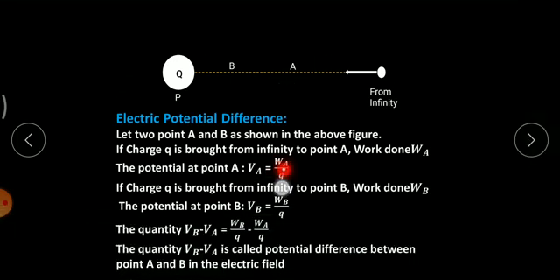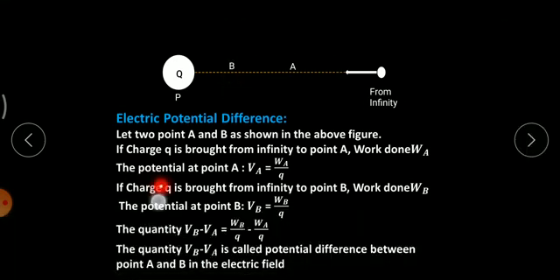Q stands for charge, so charge is going from infinity to point A, so the electric potential at point A is VA, that is WA upon Q. And with the same thing, now again I am bringing that charge Q, but at point B. So I'm bringing that charge from infinity to point B.